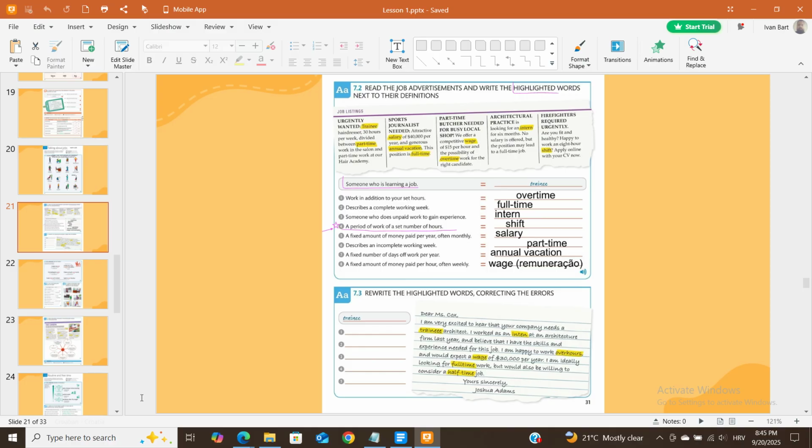Overtime. Full-time. Intern. Shift. Salary. Part-time. Annual vacation. Wage. 7.3 Rewrite the highlighted words, correcting the errors.